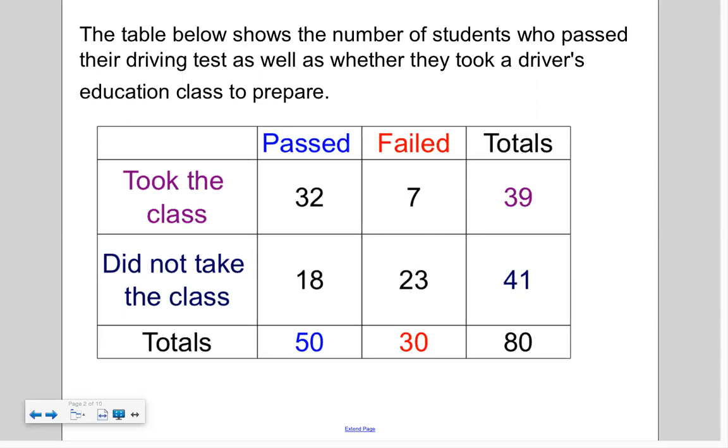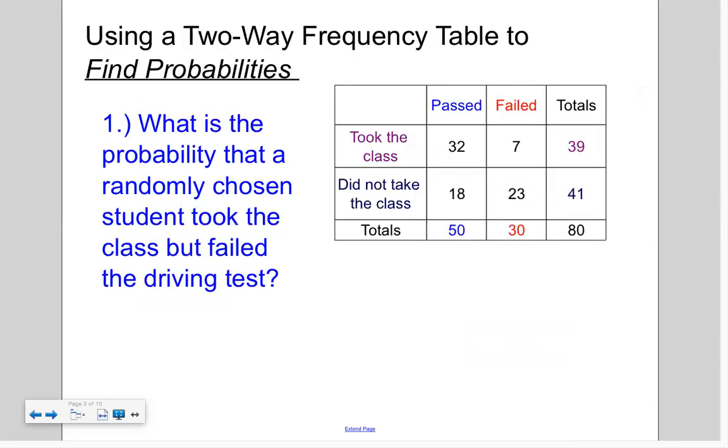All these numbers on the inside are the number of people that did a combination of things, like took the class and passed the test. 32 people did. Failed and did not take the class, 23 people. All right, so we'll be using this table for the next few slides. And we got copies of it.